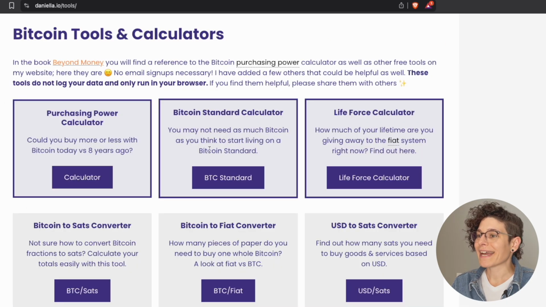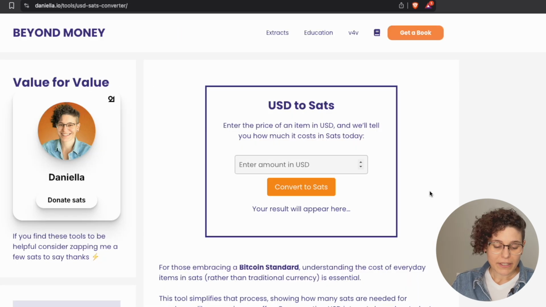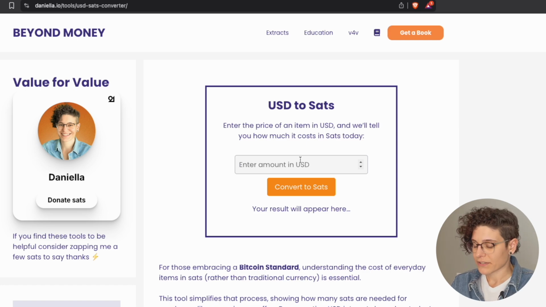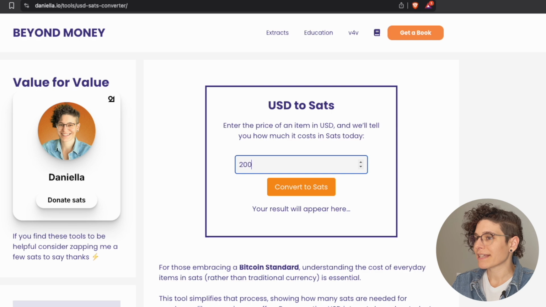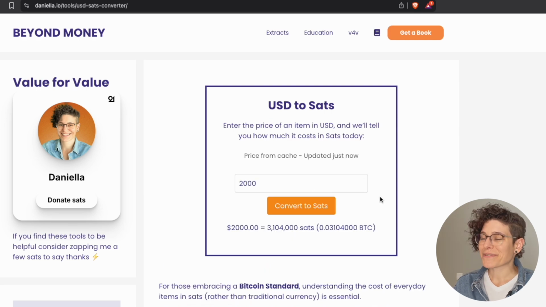The next tool that I have here is a USD to sats converter. Because a lot of the platforms will give you the price in Bitcoin instead of giving you sats directly. So I just wanted to enter it here. So for example, let's say the price I want to check is 2,000 US dollars. And so it gives me the amount in sats based on today's exchange rate.